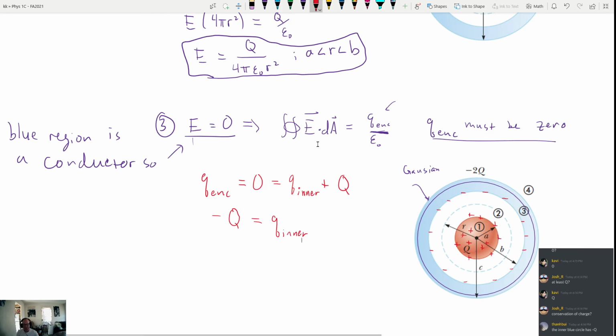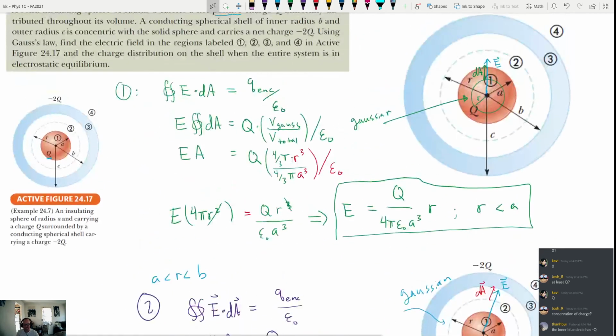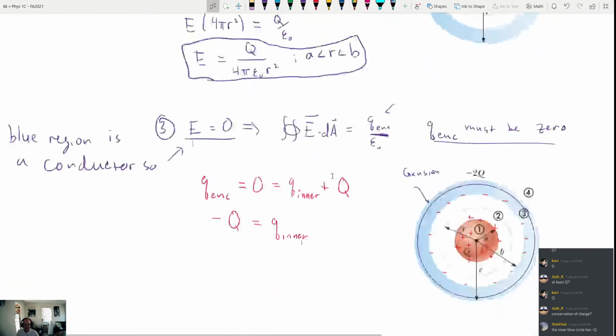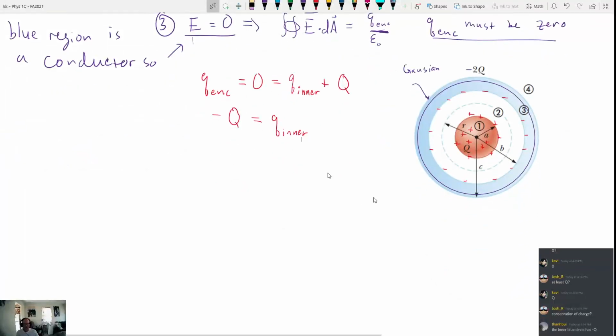I don't know, does this problem actually ask us to do that? I think it does at the end. Yeah, one of the things that it wants us to do is to also find the electric fields and the charge distribution on the shell when the entire system is in electrostatic equilibrium. So we've already partially figured that out. We figured out that the charge on the inner shell has to be negative Q. How much charge is going to be left for the outer shell then?